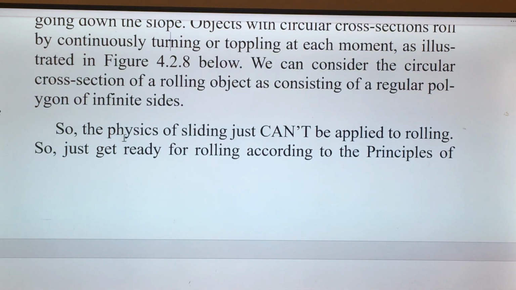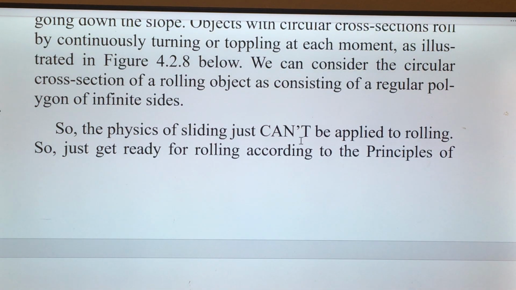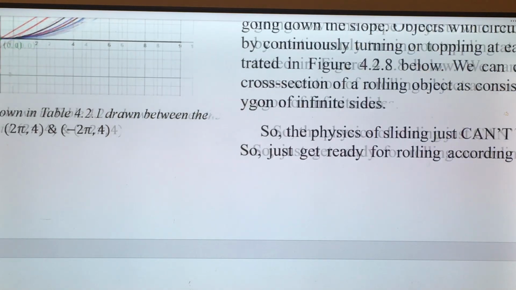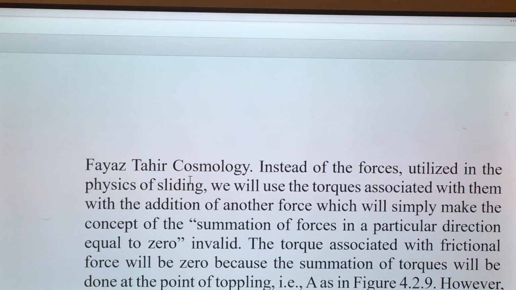So the physics of sliding just cannot be applied to rolling. Rolling is poles apart different from sliding, guys. So please don't apply the physics of sliding upon rolling. Forget about the physics of sliding and let's get into rolling. Just get ready for rolling according to the principles of Tahirian cosmology, my cosmology. So instead of the forces utilized in the physics of sliding.